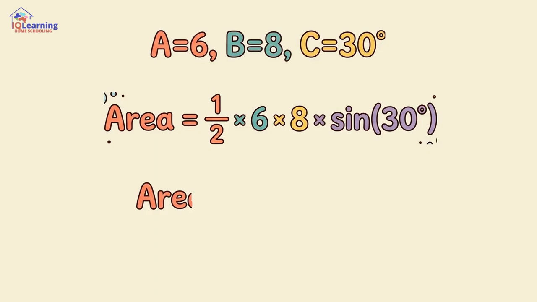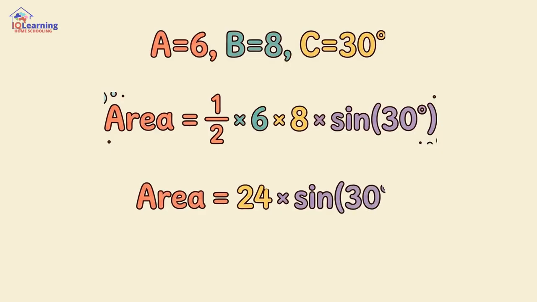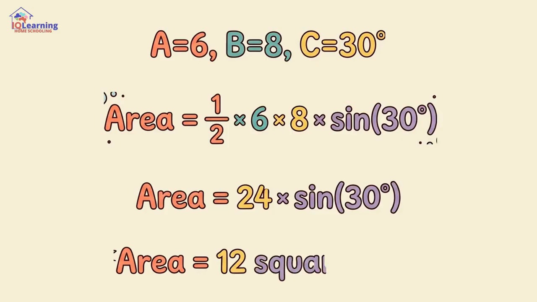First, multiply the easy numbers. 1/2 times 6 times 8 equals 24. So now the expression becomes area equals 24 times sine of 30 degrees. Next, evaluate the sine. Sine of 30 degrees equals 0.5. Now multiply. 24 times 0.5 equals 12. So the area of the triangle is 12 square units. Always include square units for area because area measures two-dimensional space.